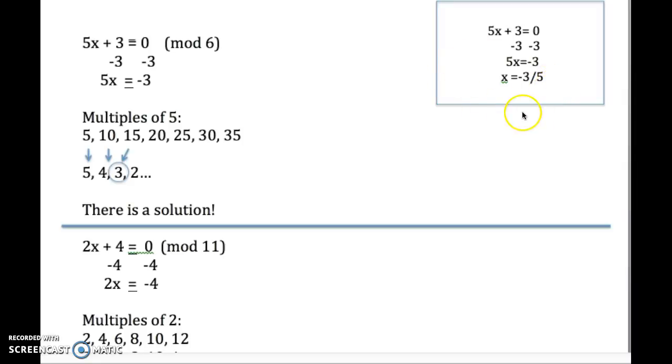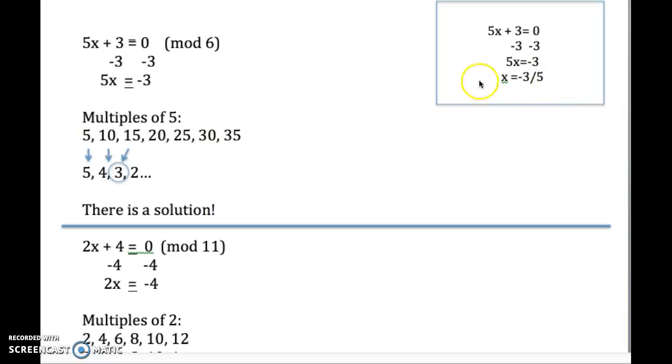Okay, so we're going to start looking at this equation over here, and then we'll apply it to the congruency. In a normal algebraic way, in order to solve this, we would subtract 3 from each side, so we would get 5x is equal to negative 3. And then we would divide this x by 5, which would then make us divide the negative 3 by 5 to get that x is equal to negative 3 over 5.